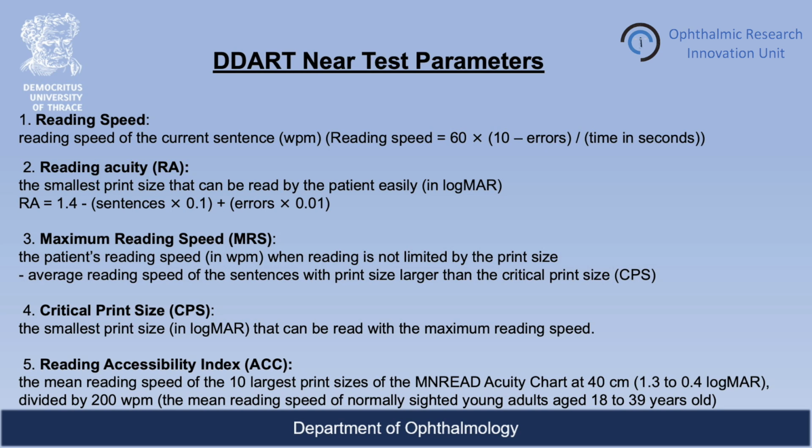Finally, Reading Accessibility Index is defined as the mean reading speed of the 10 largest print sizes of the MNREAD acuity chart at 40 centimeters, divided by 200 words per minute, which is the mean reading speed of normally sighted young adults aged between 18 and 39 years old. This parameter was designed for better evaluation of one's access to text across the range of the 10 most common print sizes found in everyday life.